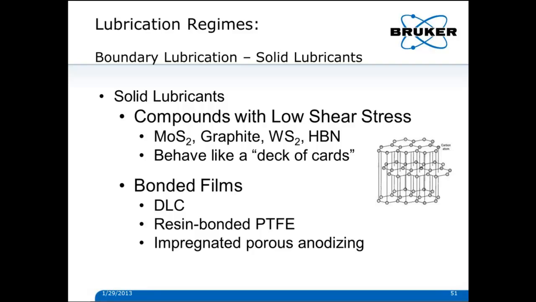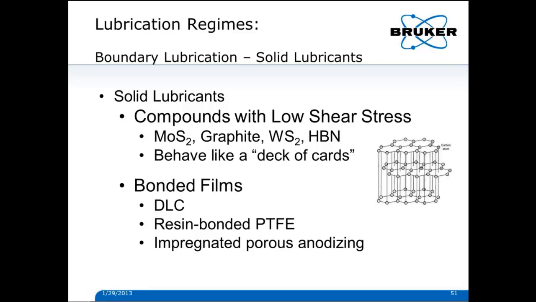The other type of solid lubricant is known as bonded films. These might be diamond-like carbon under the right circumstances. If you look in the literature, diamond-like carbon has been shown to have coefficients of friction as low as 0.01 in very controlled circumstances, but you'll also find it, depending on the application, as high as 0.6 to 0.8. So it can be low friction depending on the application.